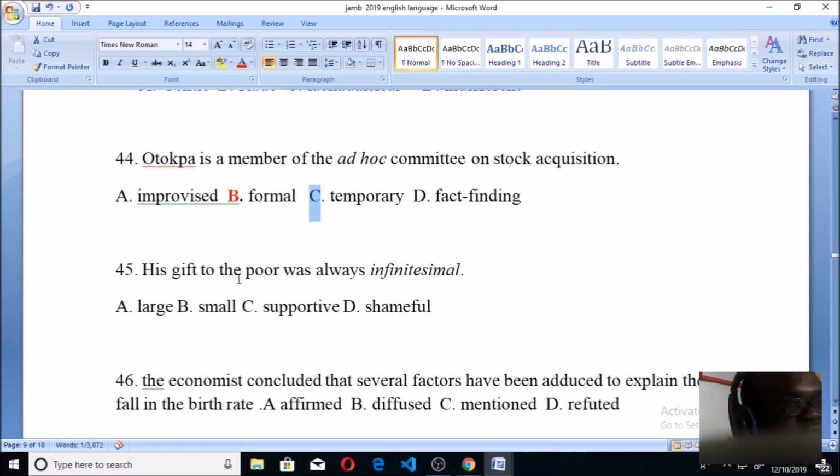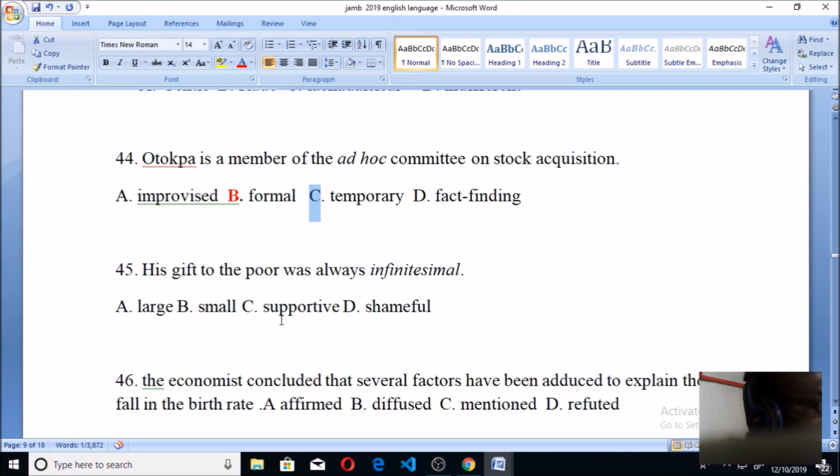His gift to the poor was always infinitesimal. So the word we are looking at is infinitesimal. Infinitesimal simply means very small. That's the meaning, very small. Large means relatively great in size or extent or capacity. Small simply means not large. So small is similar to infinitesimal.